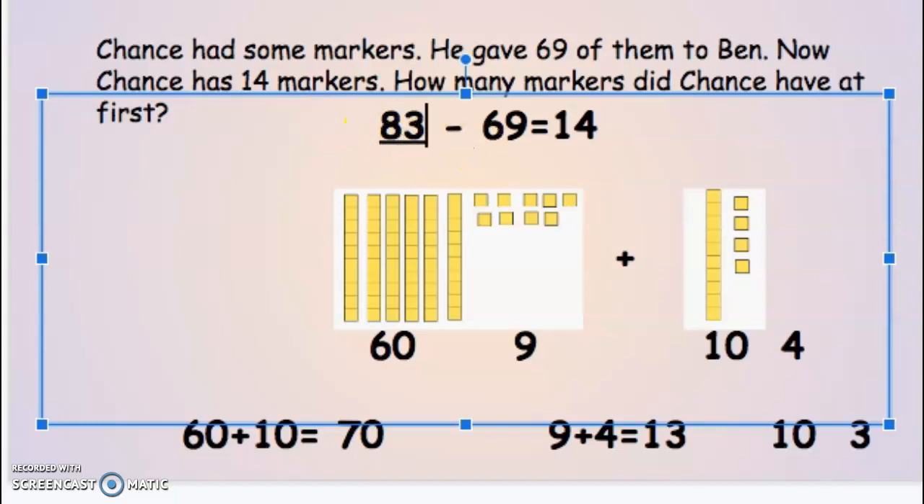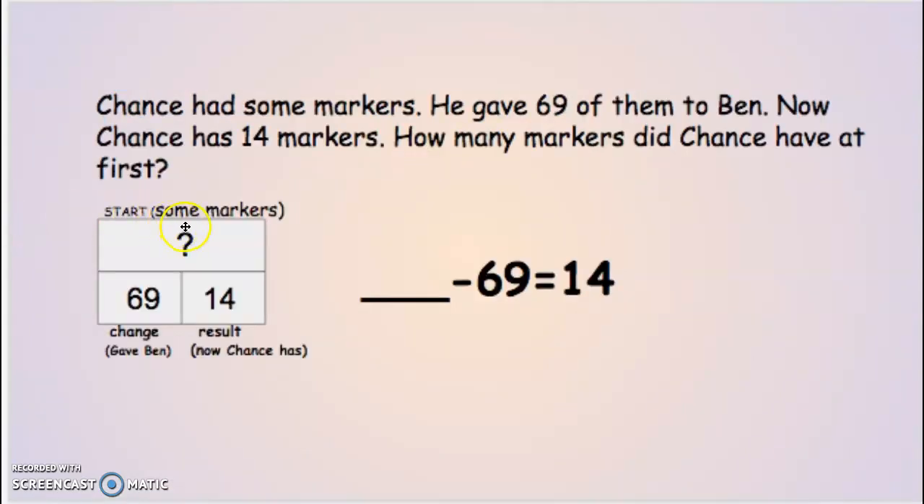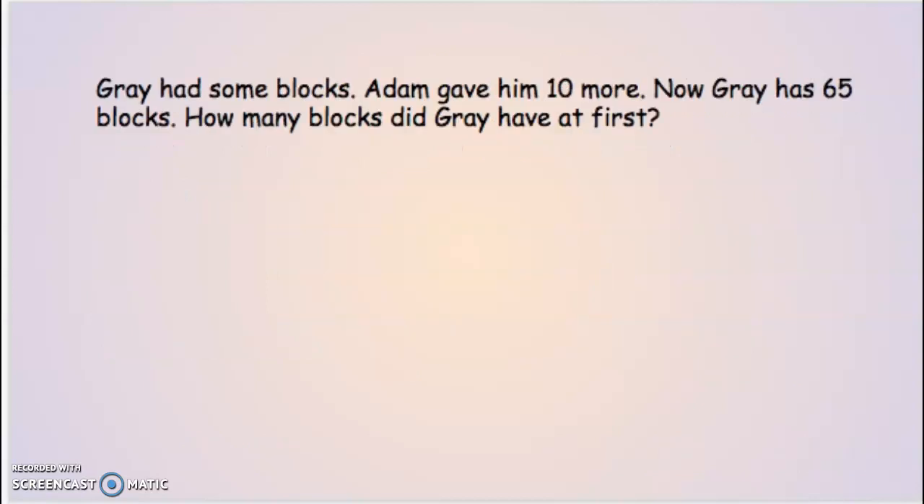So I go back and look at my part whole. Does that make sense? If I said that this was 83, yes, it makes sense, because 69 and 14, those are two numbers that are smaller than 83. If I added these together, I know I started with 83 markers.